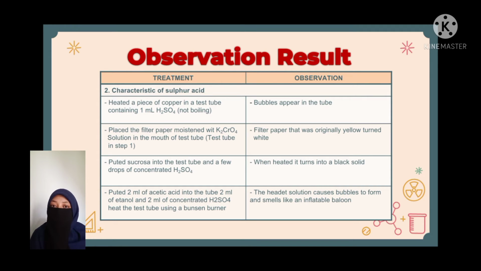Put sucrose in the test tube and a few drops of concentrated H2SO4. Observation: when heated, it turns into a black solid. Next, on treatment, put 2 ml of acetic acid into the tube, 2 ml of ethanol, and 2 ml of concentrated H2SO4. Heat the test tube using a Bunsen burner. Observation: the heated solution causes bubbles to form and smells like an inflatable balloon.